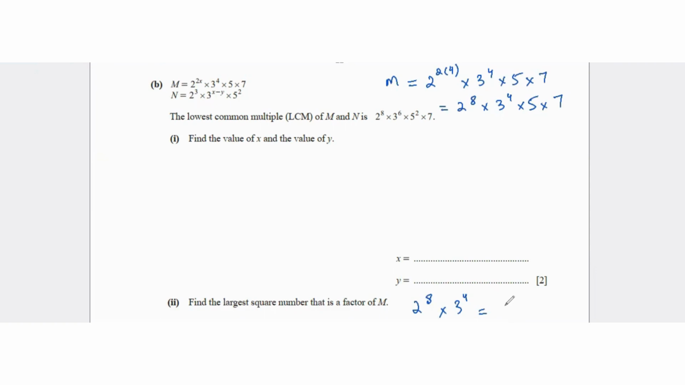If you solve that, 2 to the power of 8 times 3 to the power of 4, it is 20,736. That is your answer for this.